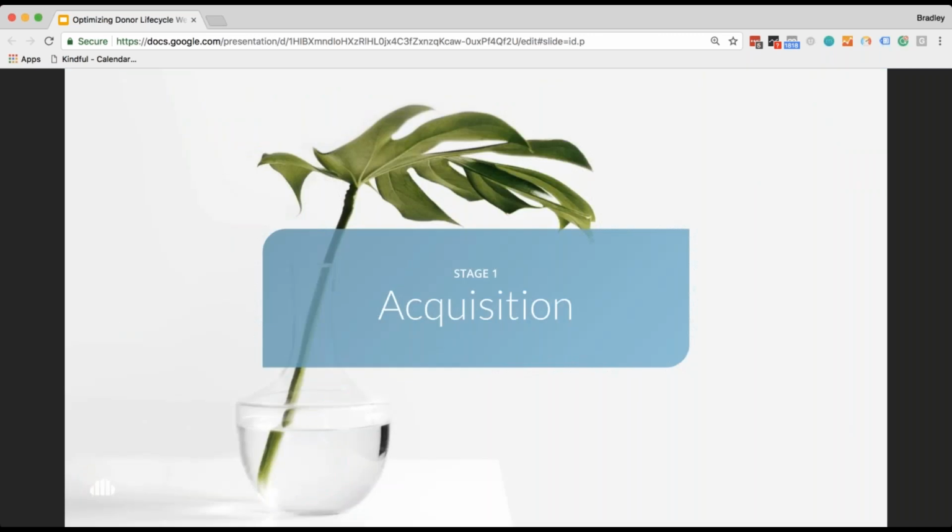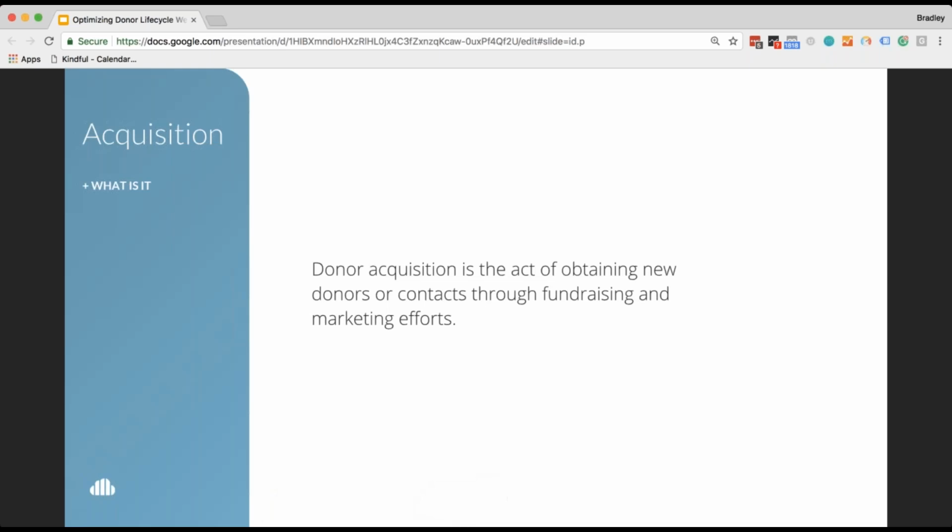So now what I want to do is jump quickly in and give you a little bit more depth into each key stage of the donor life cycle. So let's start off with acquisition. How we define donor acquisition is the act of obtaining new donors or contacts through fundraising and marketing efforts.